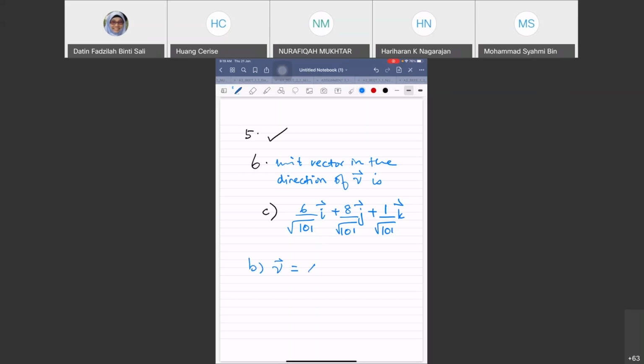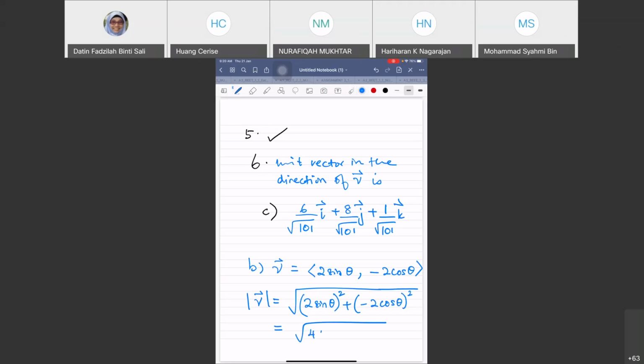V equals 2 sine theta, and then minus 2 cosine theta. First you find your magnitude. It will be 2 sine theta, the whole thing squared, plus minus 2 cosine theta, the whole thing squared. So this is 4 sine square plus 4 cosine square.